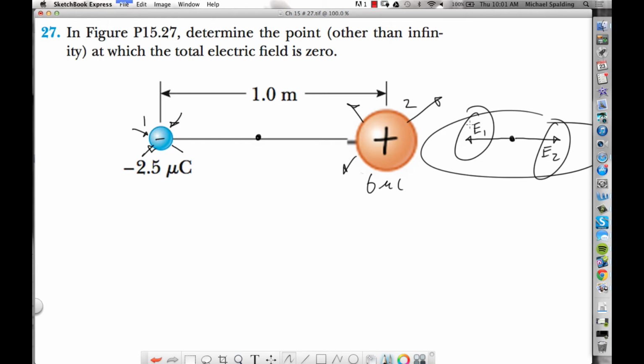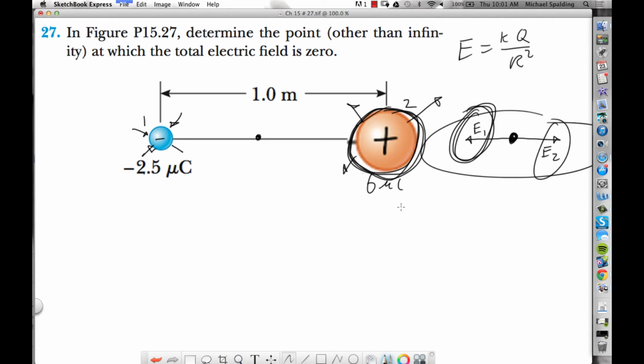Because why? Charge 2, our big positive guy, is bigger. So at this point right here, the big guy has 2 advantages. What are they? He's bigger and he's closer. Just look at the equation: E equals kQ over r squared. He's bigger and he's closer. So there's absolutely no way for E1 to cancel E2.